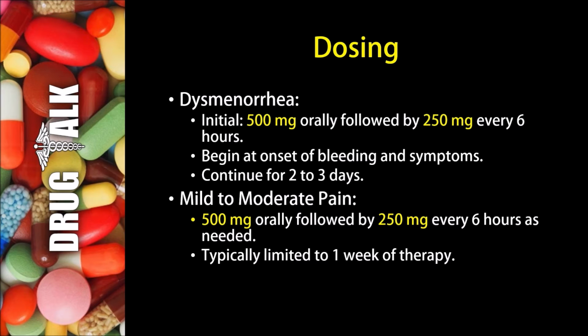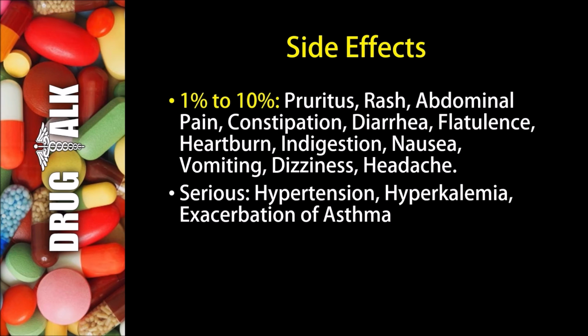When treating mild to moderate pain, the dosing would be similar in that you would use 500 milligrams orally initially, followed by 250 milligrams every 6 hours as needed this time. And then the typical duration would be 1 week of therapy, limited to 1 week of therapy, rather than the 2 to 3 days.